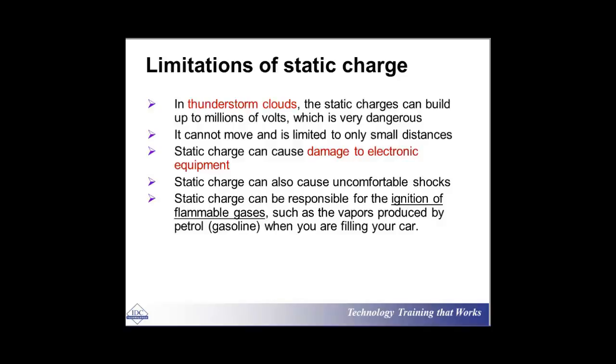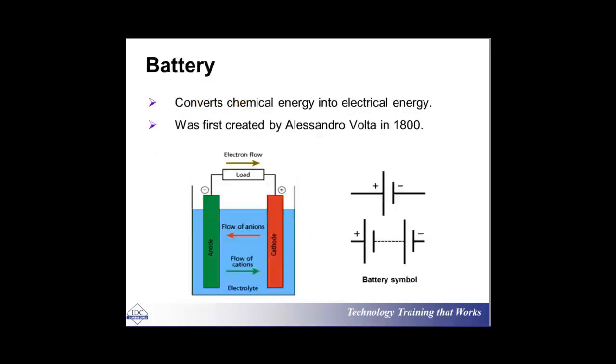Therefore, if someone asks what are the limitations of this static charge, we say in thunderstorm clouds, the static charges can build up to millions of volts, which is of course very dangerous. It cannot move and is limited to what? To only small distances. So one of the limitations is the distance between the cloud and the surface of the ground. Static charge can cause damage to electronic equipment. The static charge can also cause uncomfortable shocks. Especially if these sparks are close to flammable gases, they can cause fire, big fire, like at pump stations or whatever.